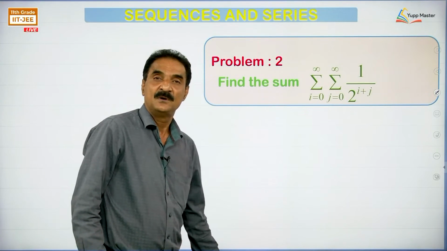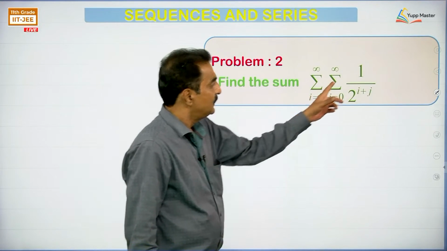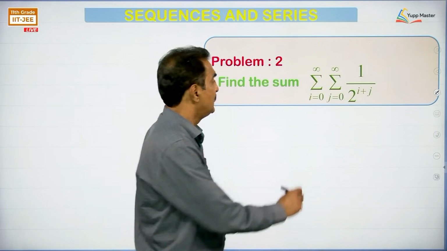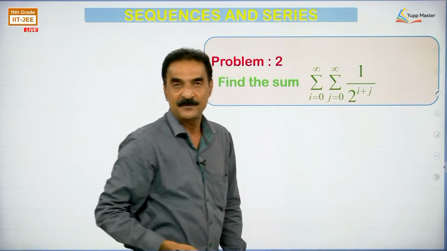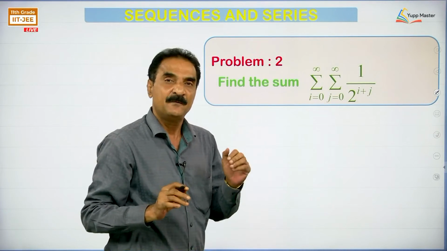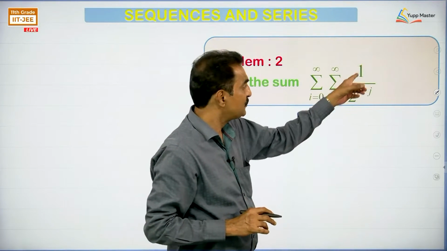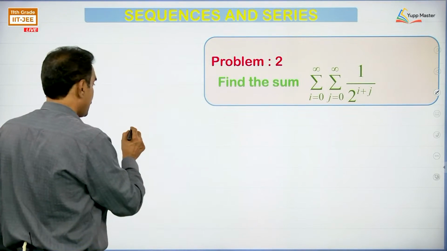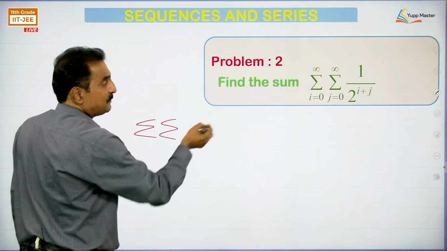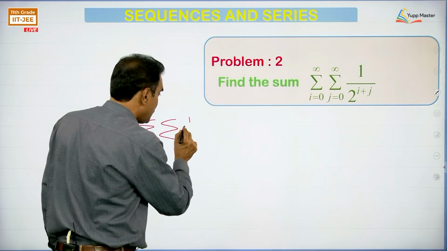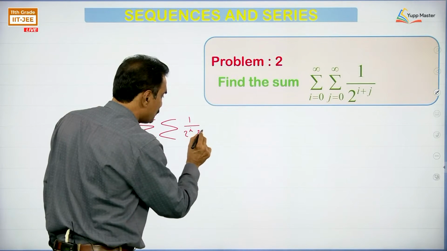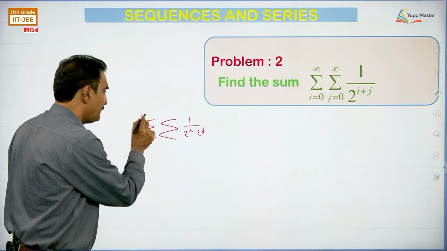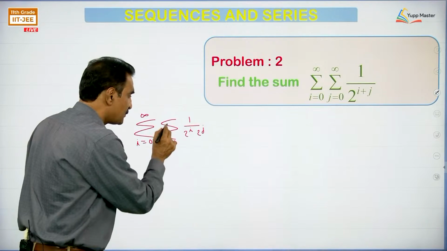Here also we have double sigma. Double sigma 1 by 2 power i plus j, i varies from 0 to infinity, j varies from 0 to infinity. So i and j are independent variables varying from 0 to infinity. But we have 1 by 2 power i plus j as the general term. We can write 1 by 2 power i plus j as 1 by 2 power i into 2 power j, is it not? Write the limits, i varies from 0 to infinity, j varies from 0 to infinity.